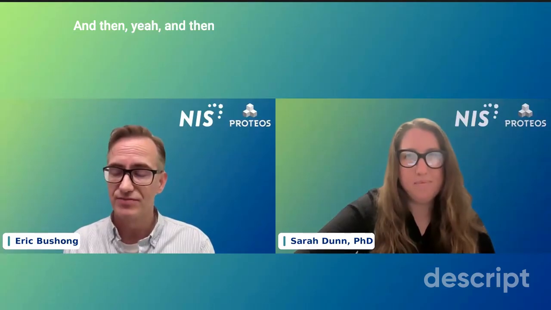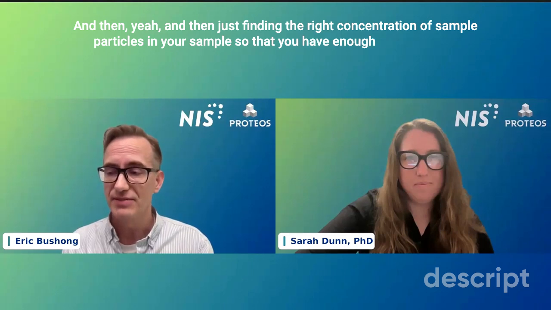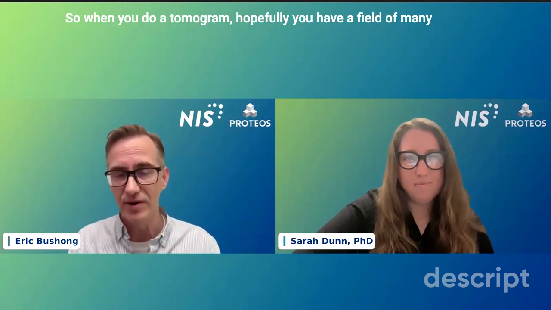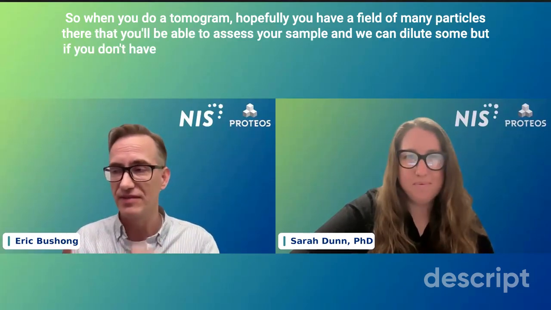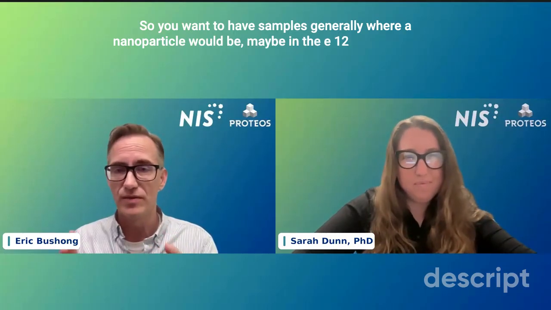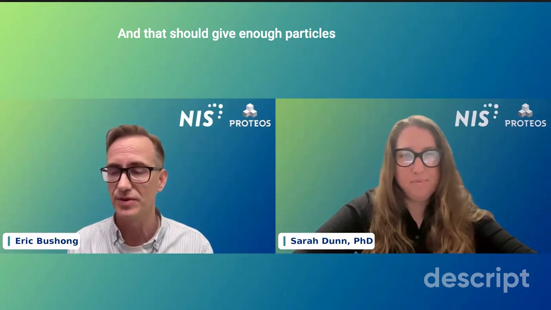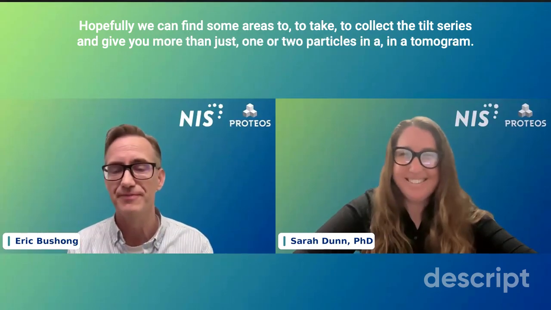And then just finding the right concentration of particles in your sample so that you have enough particles there so that when you do a tomogram, hopefully you have a field of many particles that you'll be able to assess in your sample. We can dilute some, but if you don't have enough particles there, then that would be problematic. So you want to have samples generally where a nanoparticle will be maybe in the E12 range per milliliter, particles per milliliter, and that should give enough particles per field of view. Hopefully we can find some areas to collect the tilt series and give you more than just one or two particles in a tomogram.